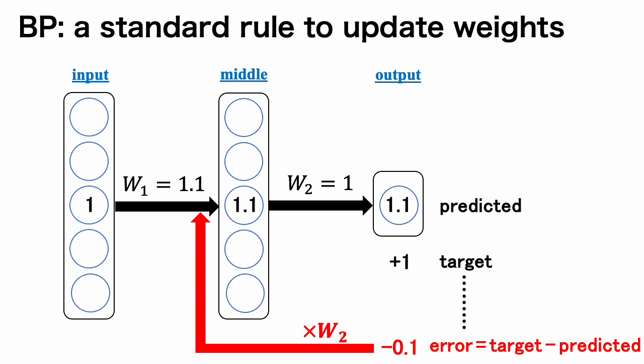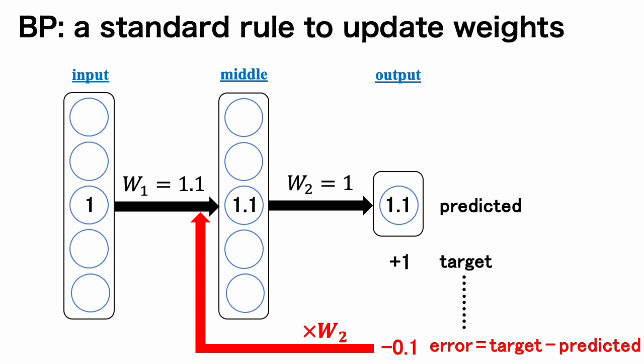Let me briefly refresh your memory on the backpropagation rule in the simplest one-dimensional case, where the input 1 is multiplied by W1 = 1.1 to get the middle layer activation 1.1, which is further multiplied by W2 = 1 to get the output 1.1. The difference between this predicted value and the target value is the error.